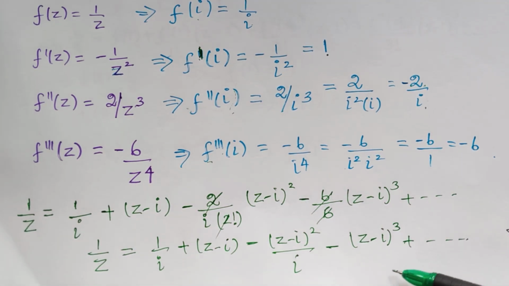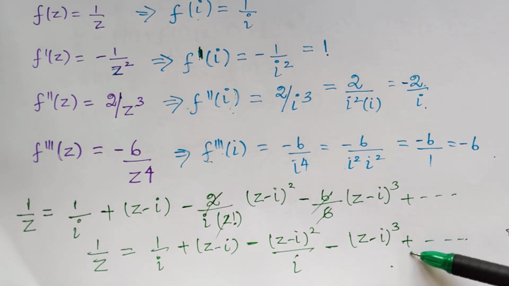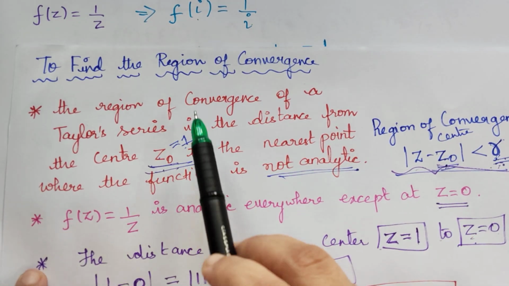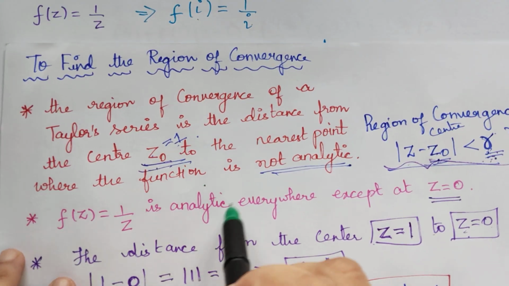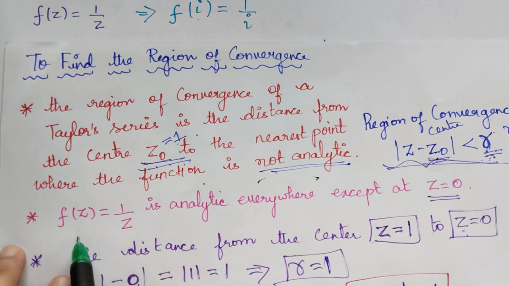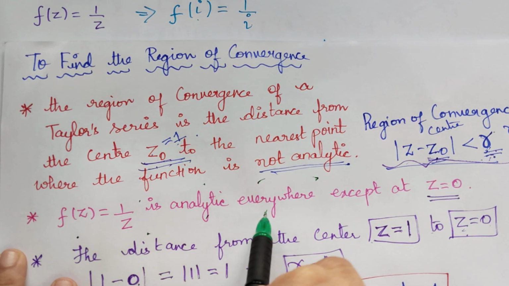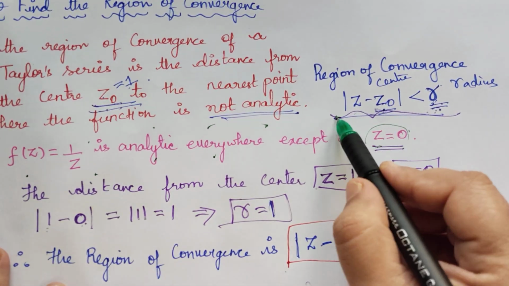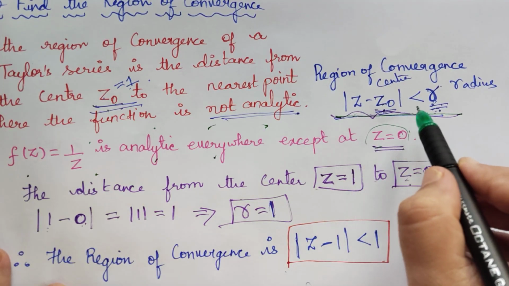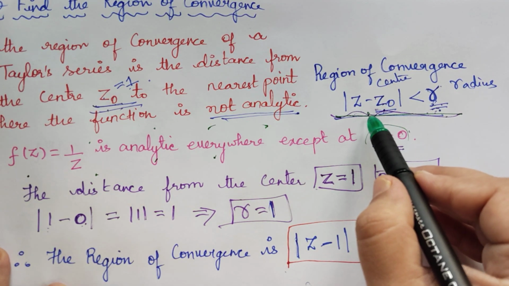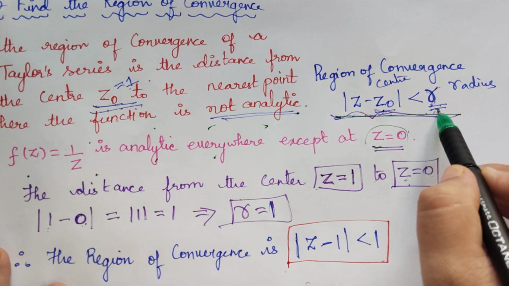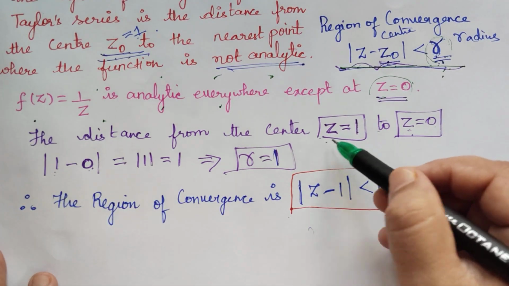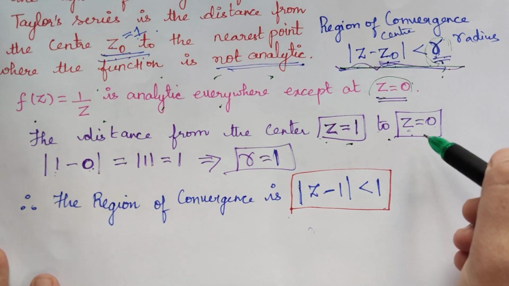So now after finding this series, we have to find the region of convergence. As seen in the previous problem, in order to find the region of convergence, we should know where the function is not analytic. So we know that f of z equal to 1 by z is analytic everywhere except at the point z equal to 0. Now using this, we find the region of convergence. We know that the region of convergence is modulus of z minus z naught less than r. But we should know what is r. R is the distance from the center z equal to 1 to z equal to 0.